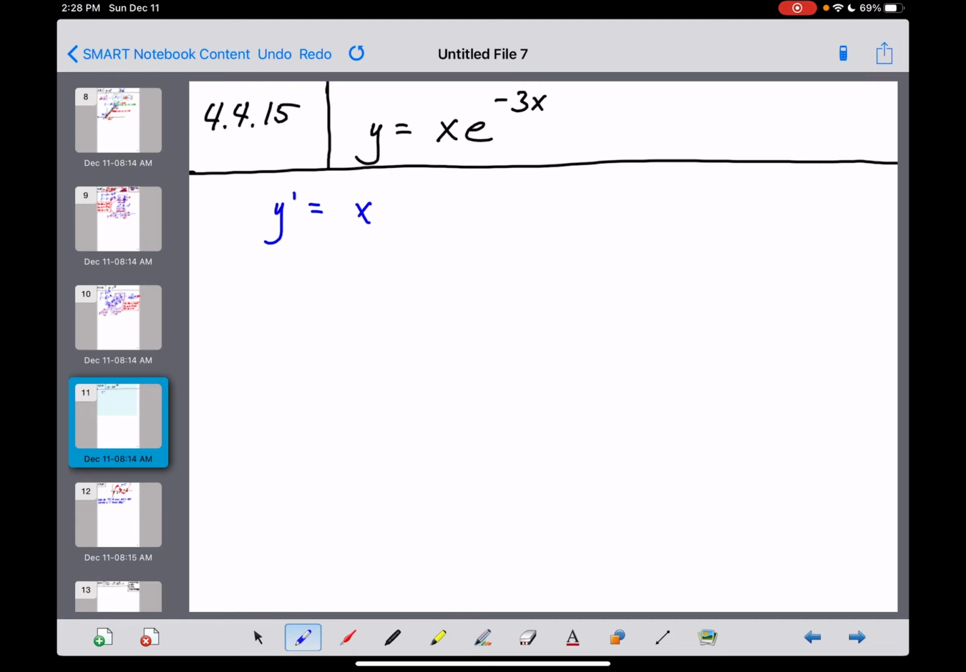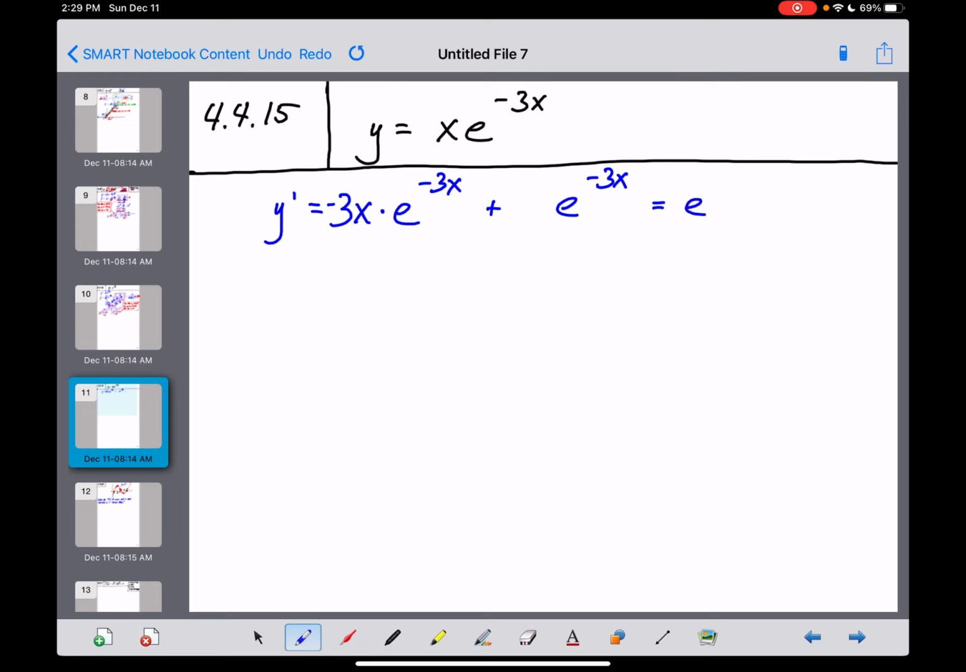First factor, x, times the derivative of the second, same base to the same power times the derivative of that exponent, which is -3, so I'll cram that out in front. Plus, second factor, e to the -3x, times the derivative of the first, which is just 1. So that's y prime.